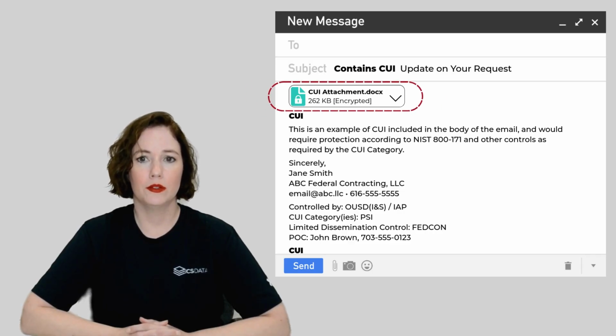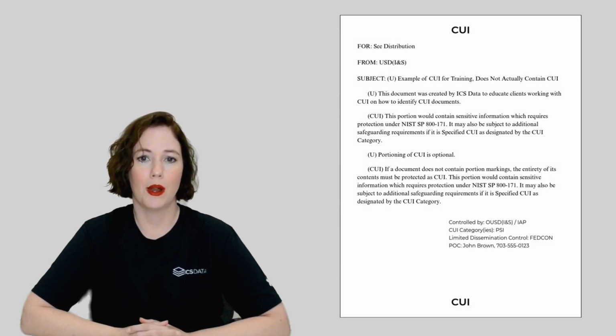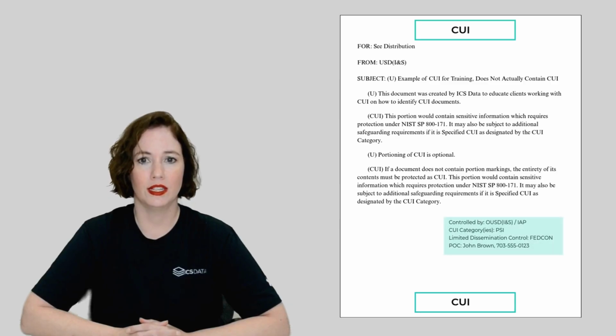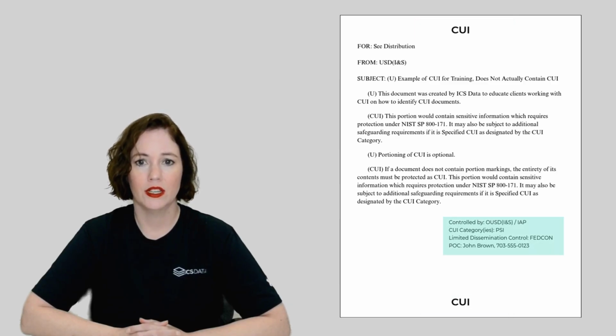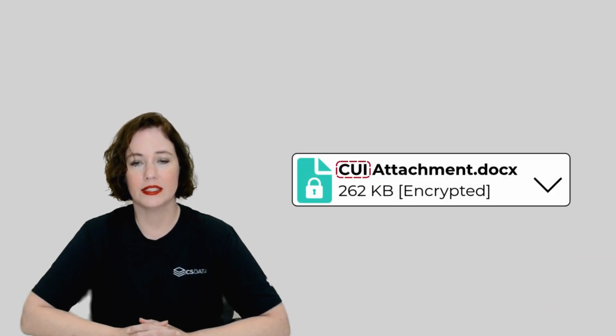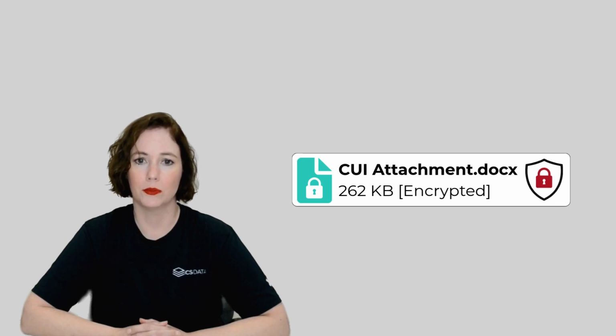If your email includes attachments containing CUI, those attachments must also be properly marked. Each attachment must include proper markings: a CUI header and footer, a designation indicator block on the first page, and a file name that clearly indicates the document contains CUI. And of course, the attachment must also be encrypted. If the email itself does not contain CUI, but includes a CUI attachment, here's what you'll need to do.